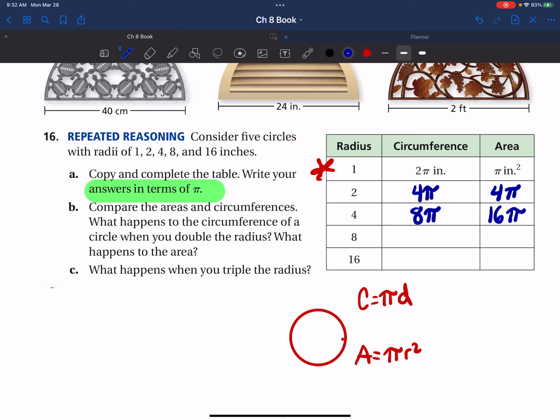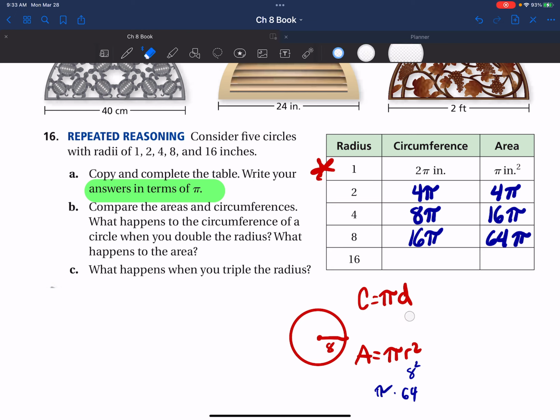All right, so the next one says that the radius is 8. So I'm going to say for circumference, we need a diameter. 8 and 8 is 16, so this would be pi times 16. And flip those around, so it'd be 16 pi. And then down here, I've got 8 for the radius. 8 squared, 8 times 8 is 64. Pi times 64 would just be 64 pi.